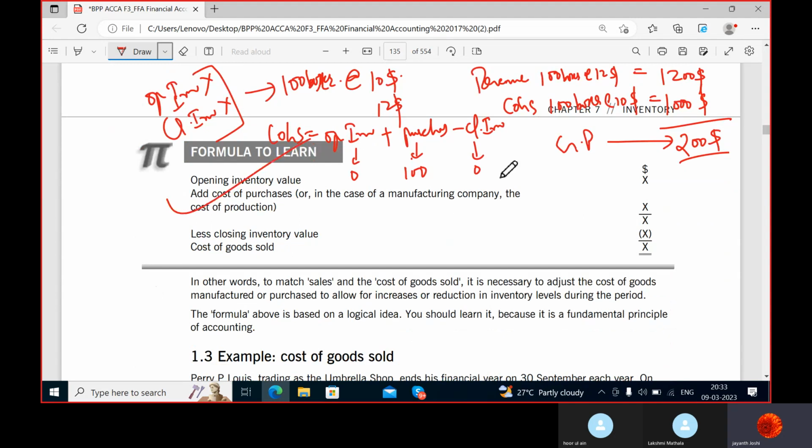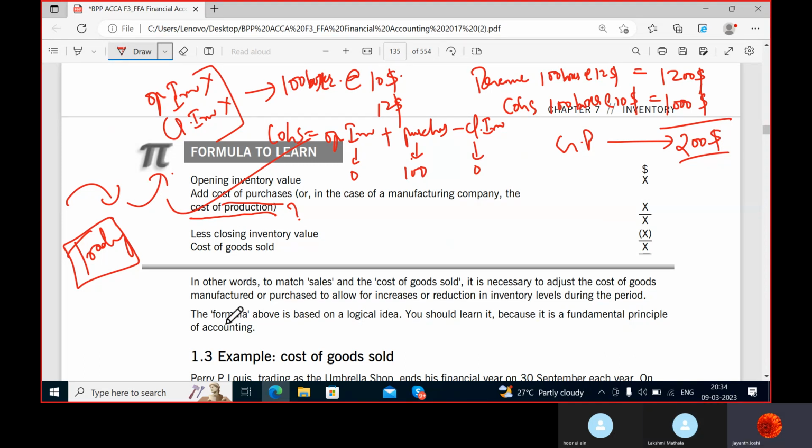So this is the formula they have given here, and we have already discussed this. Opening inventory, purchases, that is, cost of purchases. A trading concern is nothing but a business which buys inventory for the purpose of selling. But there are some manufacturing companies. For them as well there is cost of purchase, but we will not write cost of purchase for them. We will use the term cost of production. Understood? Yes or no?